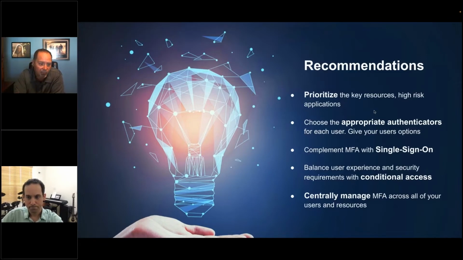You've really got to take inventory. Where are your users at? What type of users do you have? Are they able? Is an OTP okay for them? Are you wanting to use hardware tokens or security keys, YubiKeys, et cetera? Do you have the budget for that?